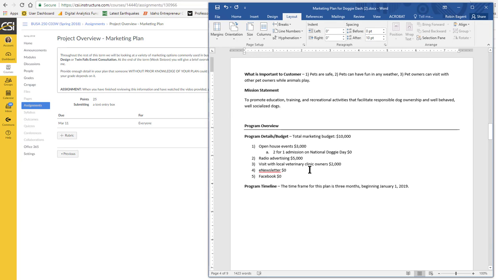The last piece in your executive summary is the program overview. And that's a high-level overview of what you're planning to accomplish in the next 3 months. What are the activities? So in our case, actually I think I gave you guys a budget of $5,000, so you'd change that. And then you would make sure that everything that you have involved doesn't go over that budget that you've set.